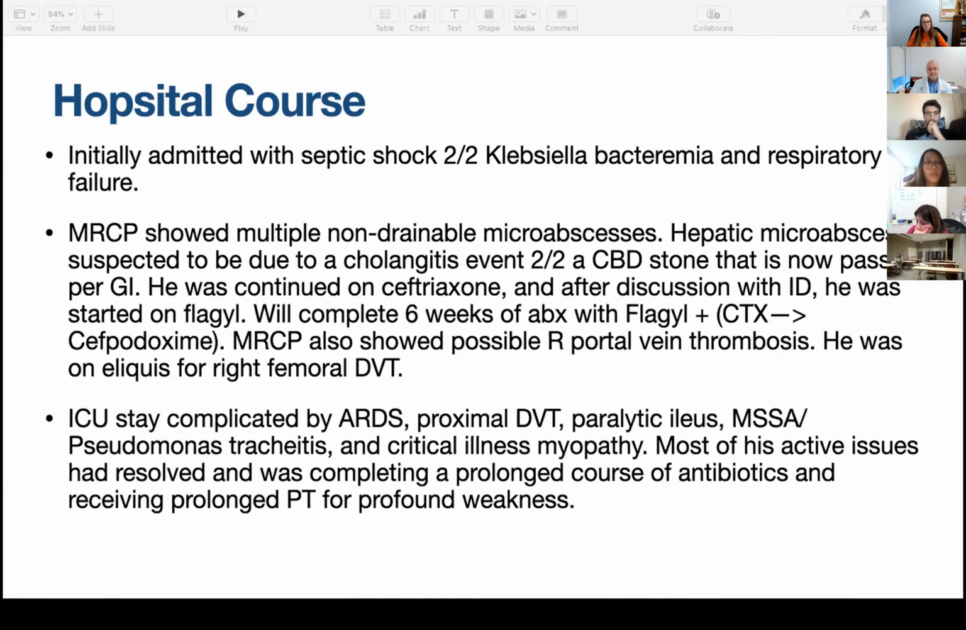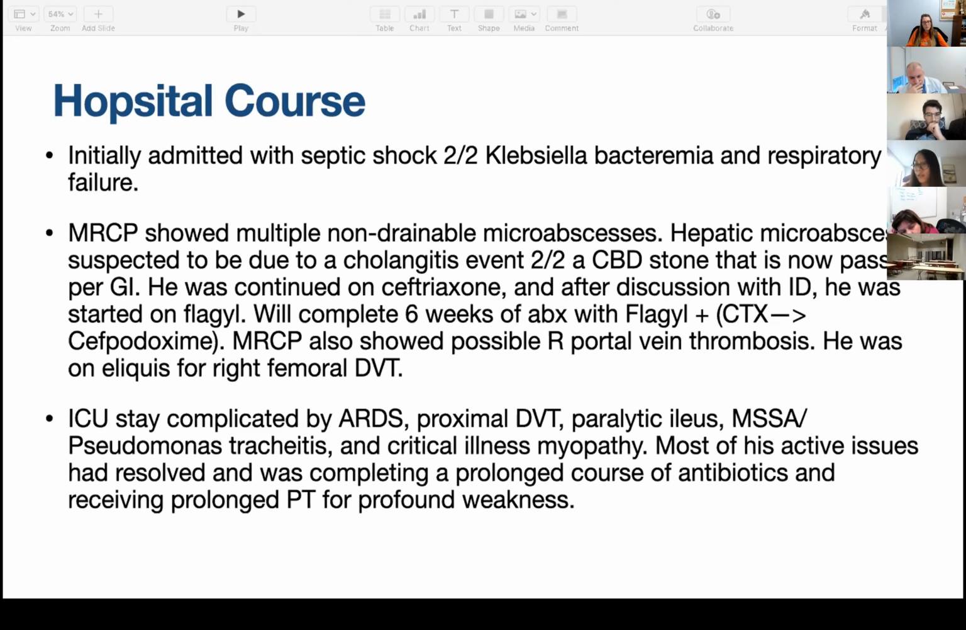And for the rest of his hospital course, after the MRCP showed non-drainable microabscesses, GI considered that the microabscesses were due to a cholangitis event secondary to a CBD stone that had already passed. And he continued to receive ceftriaxone, and ID was consulted for management. He also started on Flagyl, and he will complete 6 weeks of antibiotics with Flagyl and the third generation cephalosporin, and will be discharged with cefpodoxime as oral antibiotics.